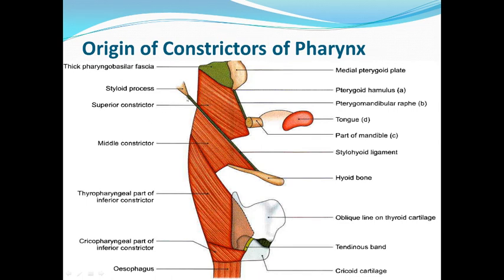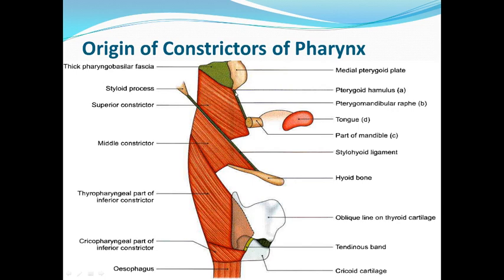If we go with the origin of the superior constrictor, you can trace it in this figure. I will define the origin from above downwards. From above downwards, the first origin point of the superior constrictor is the pterygoid hamulus. This is the hamulus of the pterygoid bone. So this pterygoid hamulus is the first point of origin of the superior constrictor.